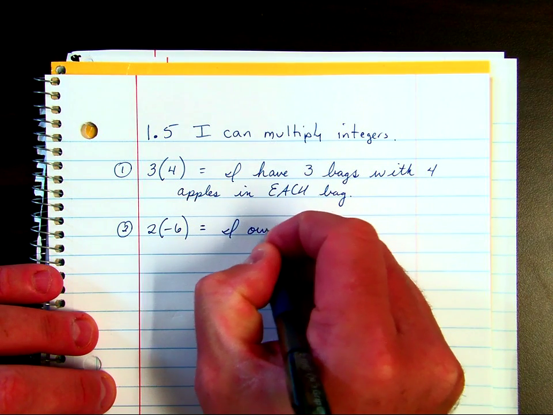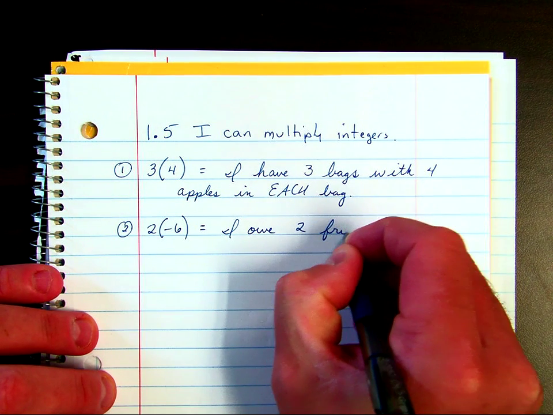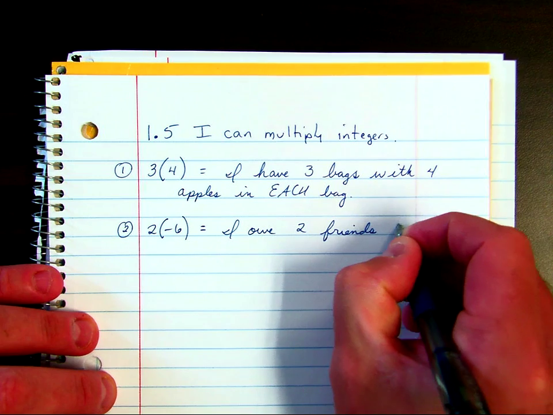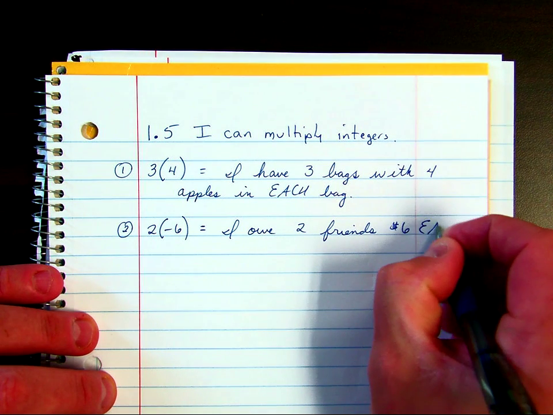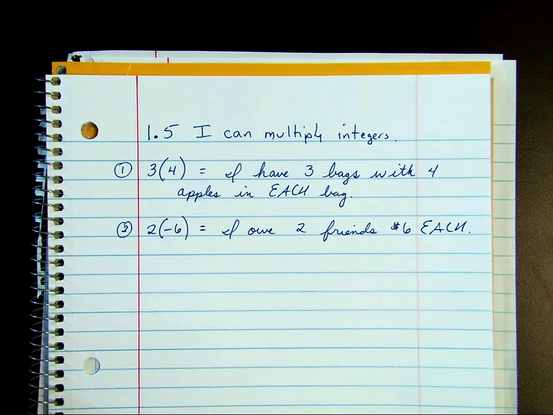I owe 2 friends $6 each. I owe Preston $6. I owe Eric $6. That's a -12 because I owe them that money.